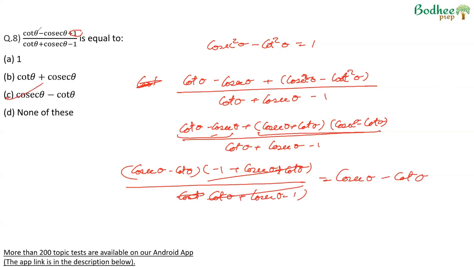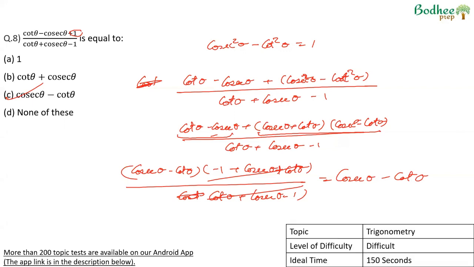Overall, I'd say maybe a moderate level of difficulty question, but it is important that we are able to break the one. Otherwise, we'll convert this into sine and cos, and that can take a bit of time. If that also does not work, then take a value of theta and try to match the answer options. That could be the last way, or a different way of solving the question.